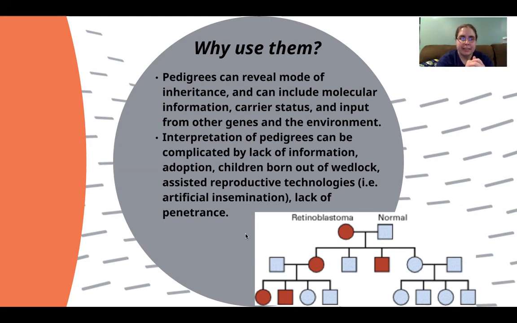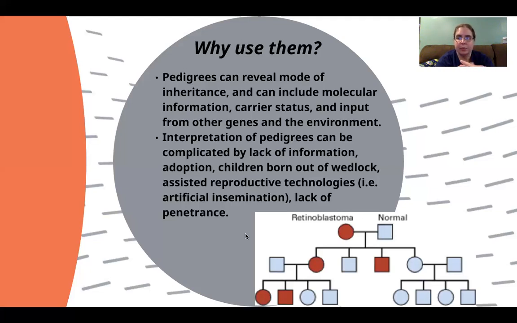Assisted reproductive technologies such as artificial insemination or in vitro fertilization, only because it's not common, but there are cases where, oops, they used the wrong sperm to fertilize an egg, and now the genetic information might be different than you expect.